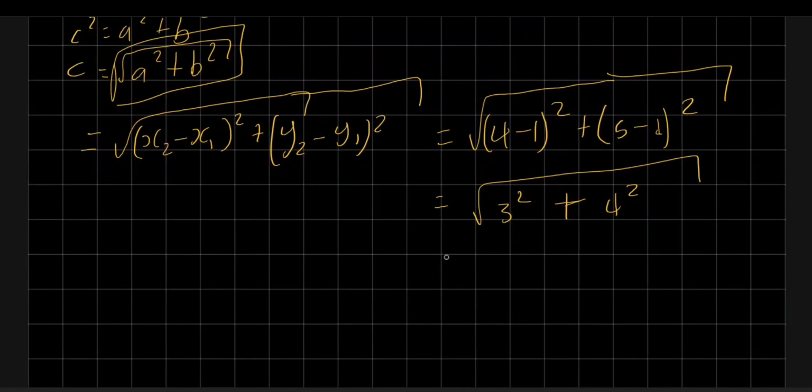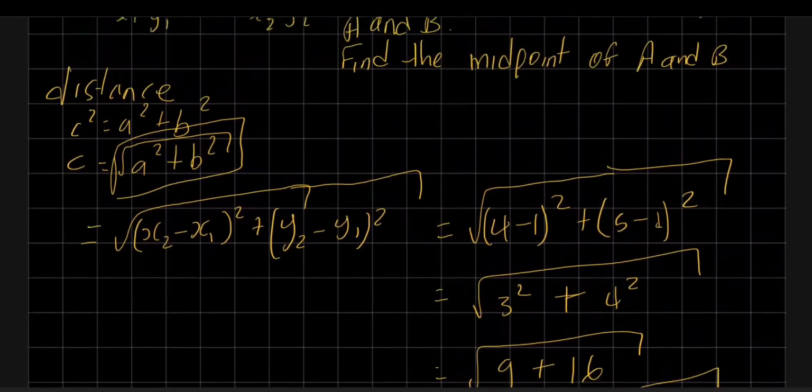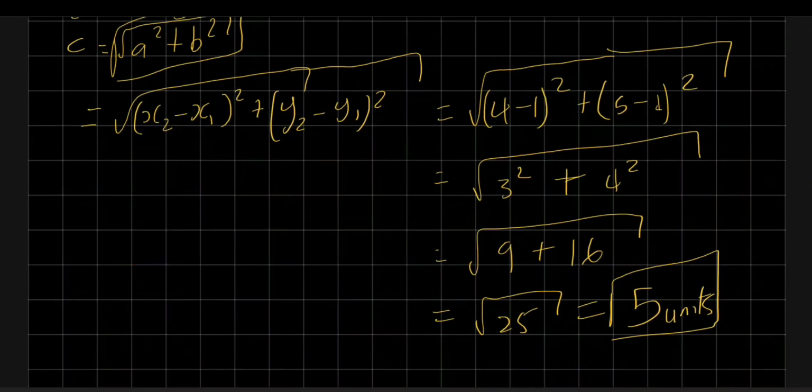And you work this out, this will give you the square root of 3 squared is 9 plus 4 squared is 16. So hence the distance between these 2 points will be the square root of 9 plus 16, which gives you 25. So the square root of 25 is 5, and that is the distance between these 2 points, 5 units.